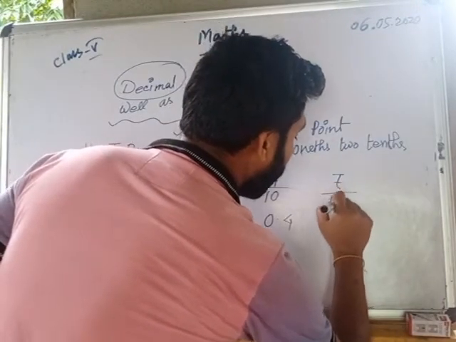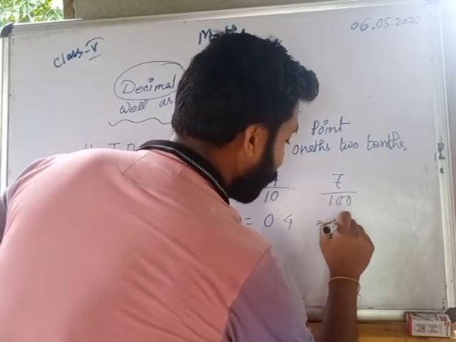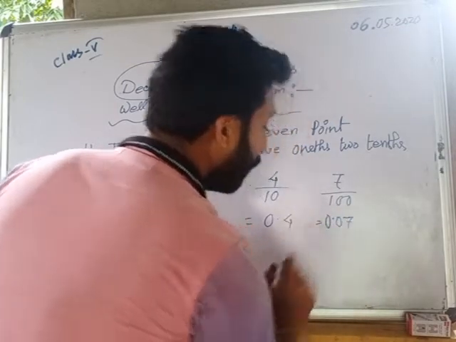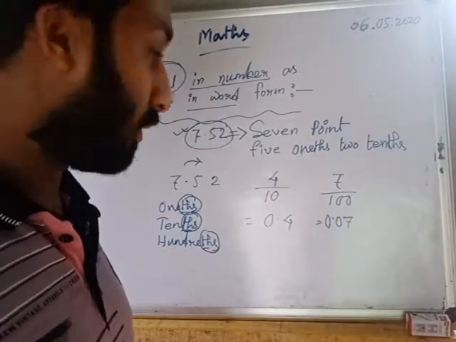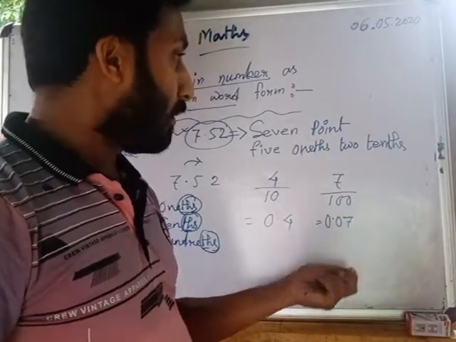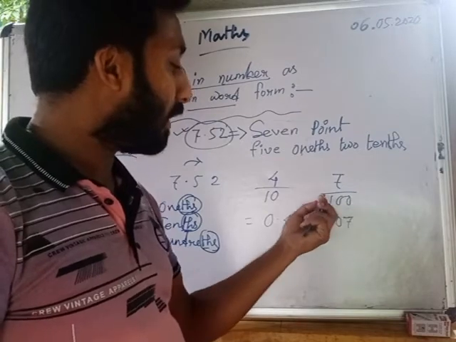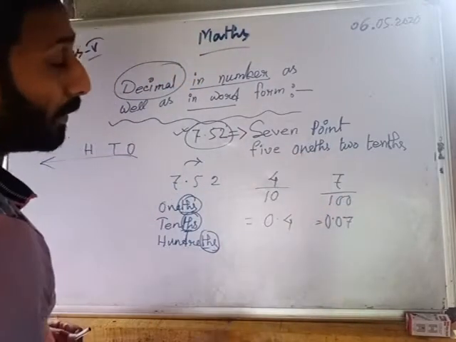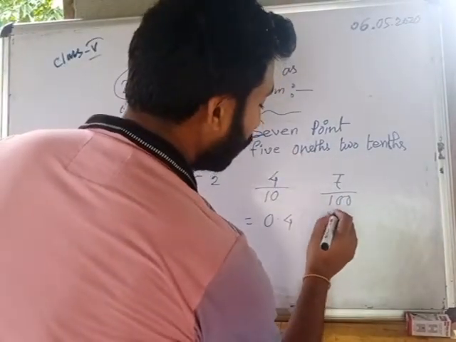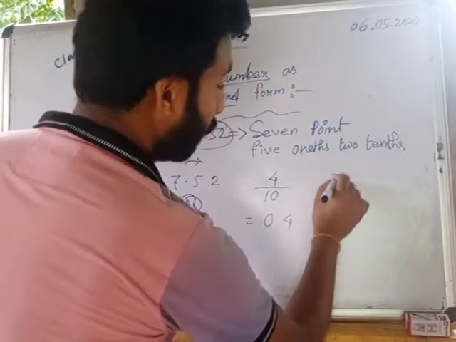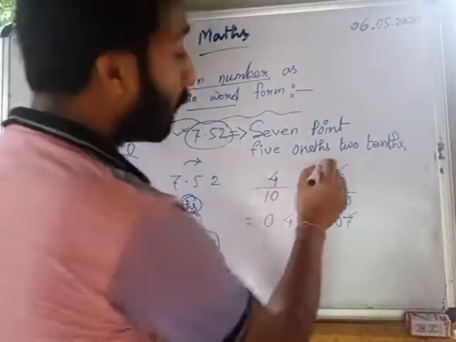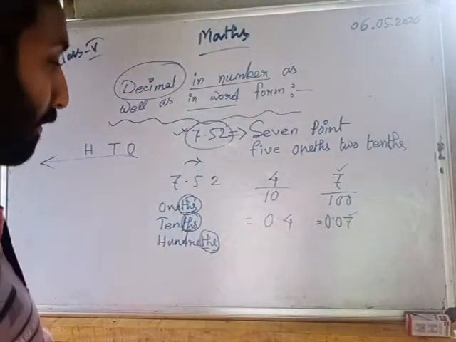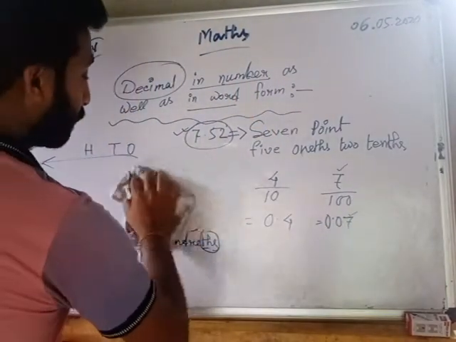If it is 7 out of 100, at that time we should write the point going back 2 digits, because the denominator 100 has 2 zeros. That's why the point goes back before 2 digits. One digit is there, but if there is no digit, we should write 0 here.